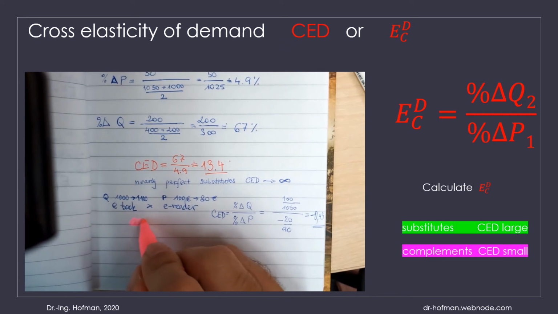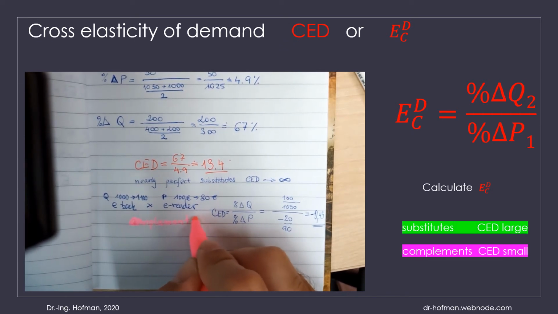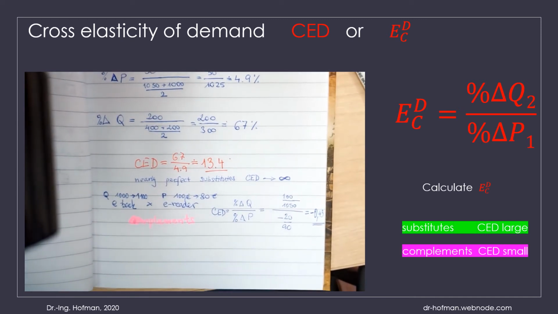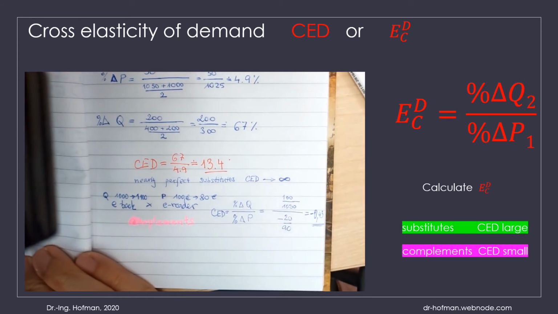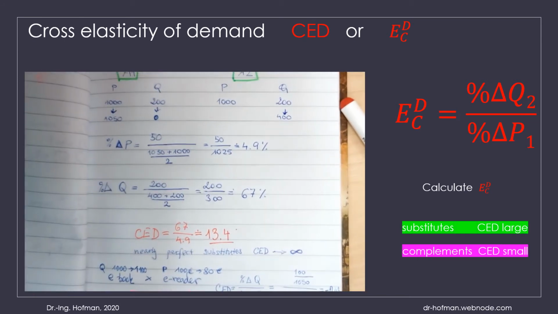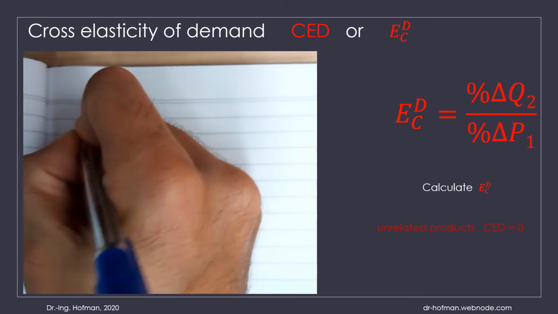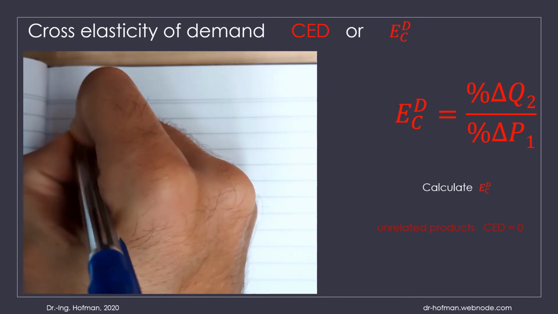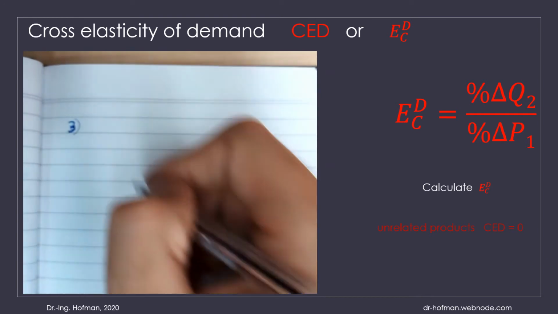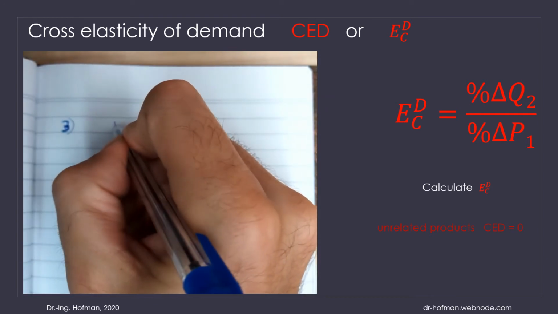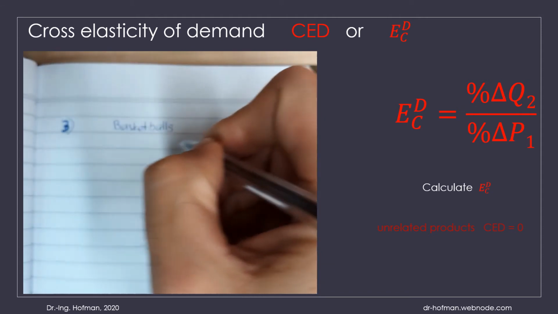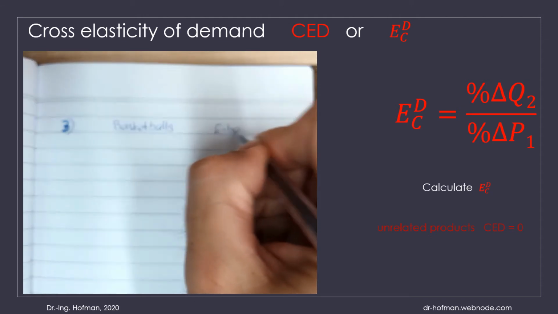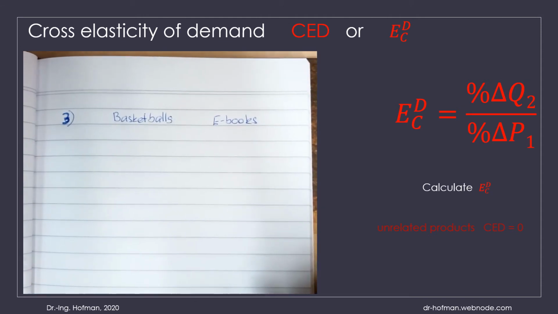Now consider two unrelated products. Let's say that I have basketballs, and the price of basketballs goes from $20 to $30. What's going to happen to my ebook? Well, my ebook's not going to change. The quantity demanded is going to stay at 1,000. So my percent change in the quantity demanded of my ebook is going to be 0. Two completely different products.